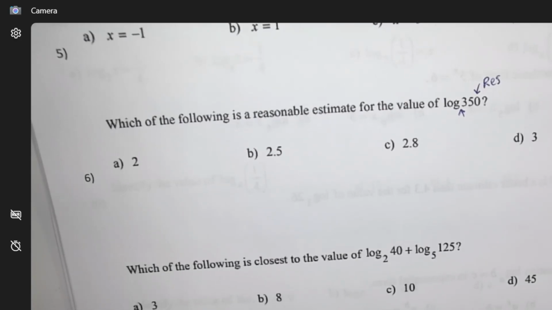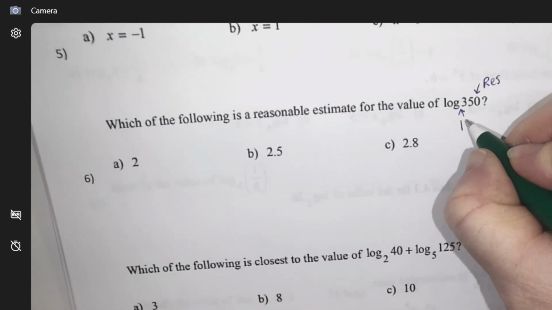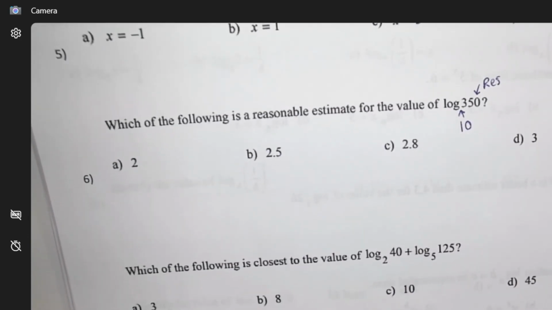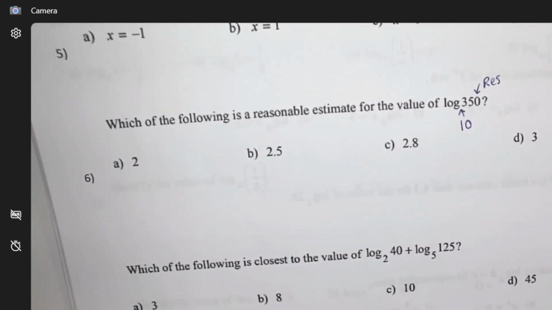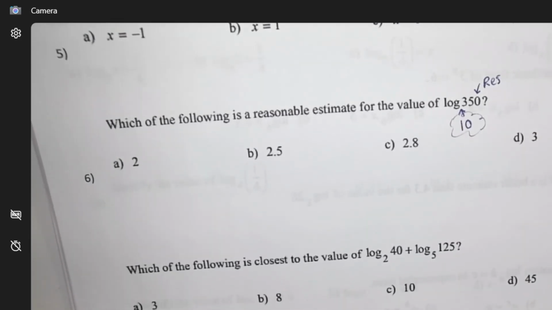If they don't write a little base, it's assumed that the base is, does anybody know what the most common base used in math is? When we do measurements and stuff, it's all based on a factor of 10. Okay, so you've got to have that memorized. When there's no base, it's implied that the secret base is 10. Okay?